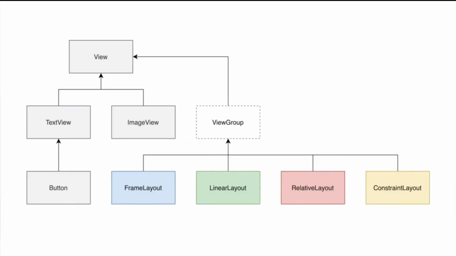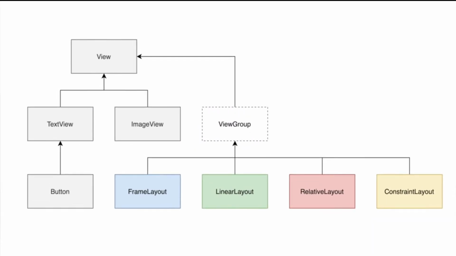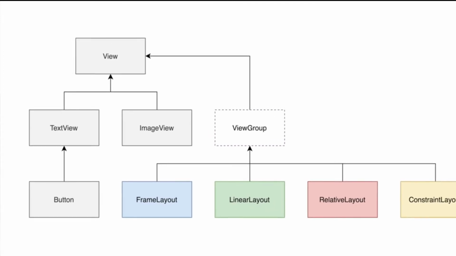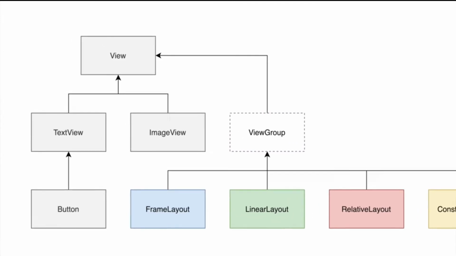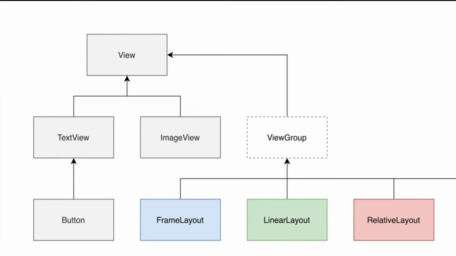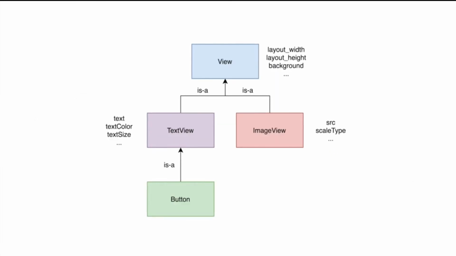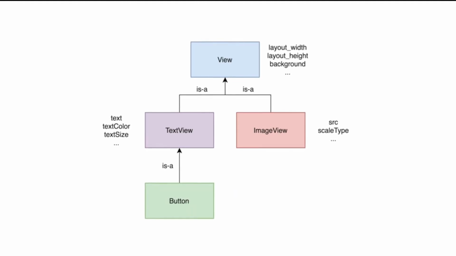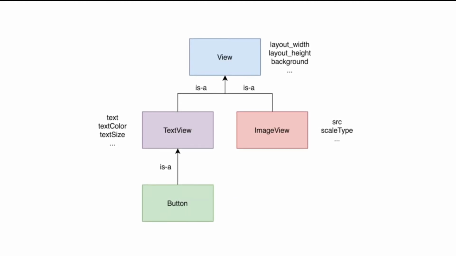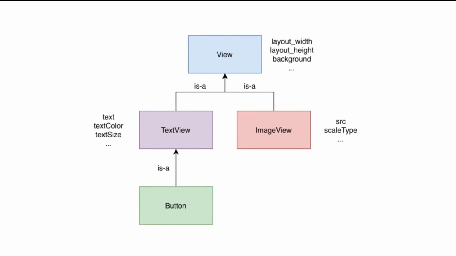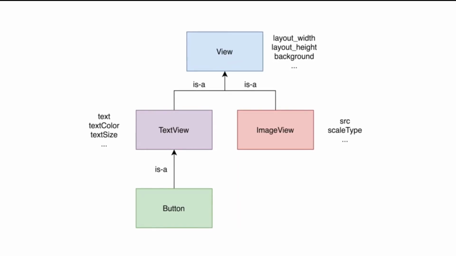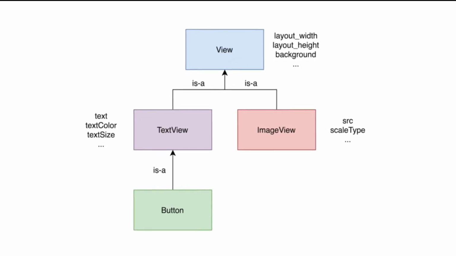We learned that views have some is-a relationship among them. For example, button is a text view and image view is a view. That allows us to reuse the attributes we already know for view, like background, layout height, and layout width, for all of the special views. Or let's say we can set text attribute of a button because it is also a text view.